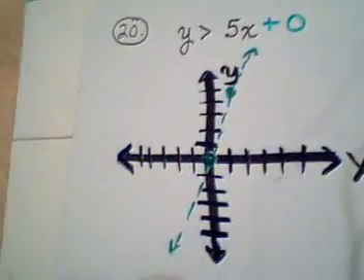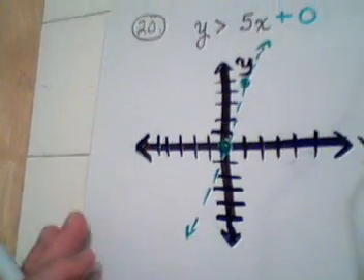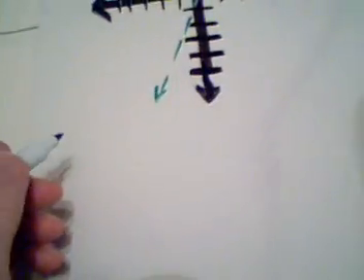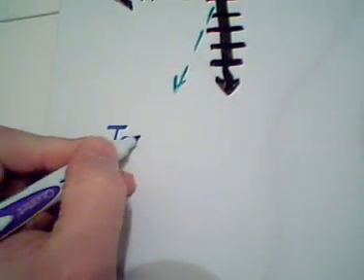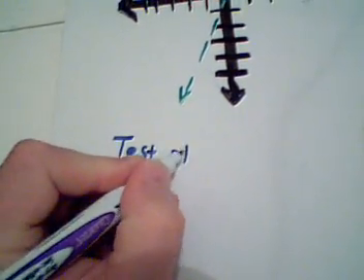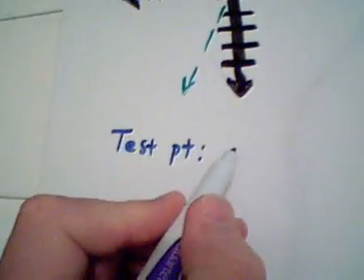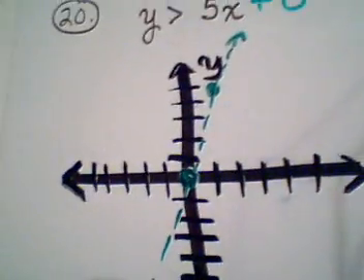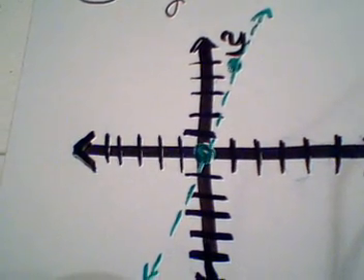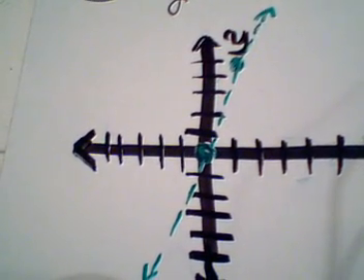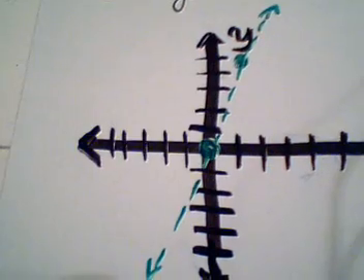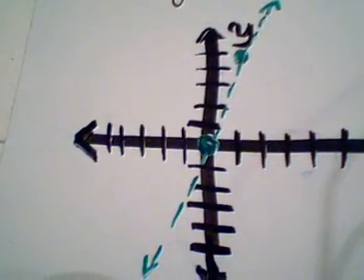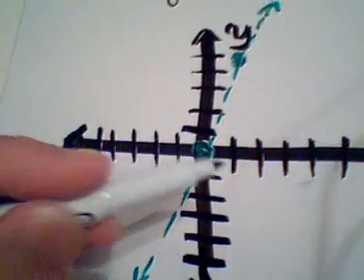And one of the best ways to decide which region to test is to use a test point. So we're going to come down here. The original inequality is y is greater than 5x. We're going to go back up here. Now normally the best test point to use is (0, 0), but I can't use that test point because the boundary line runs through it.